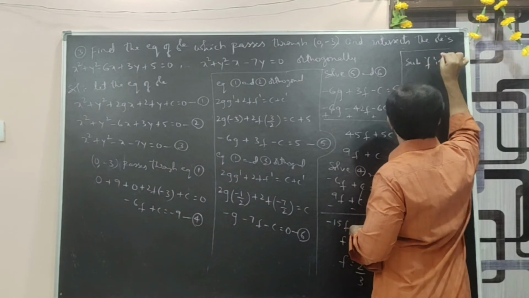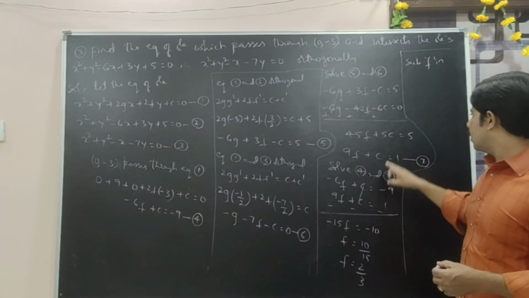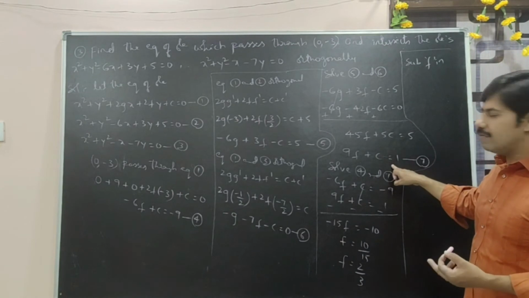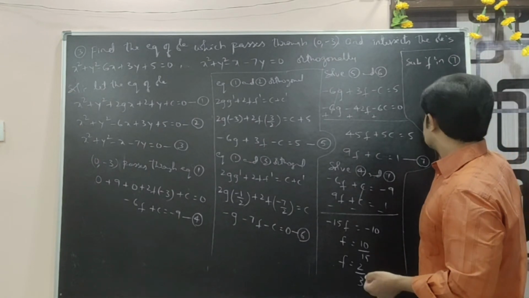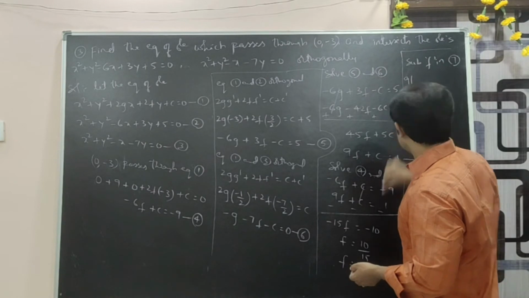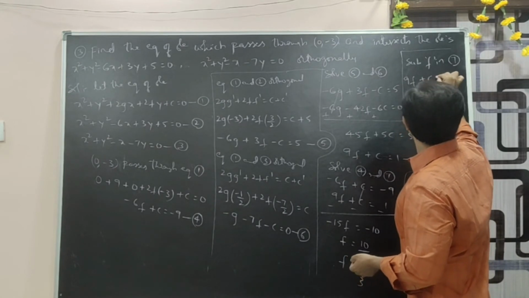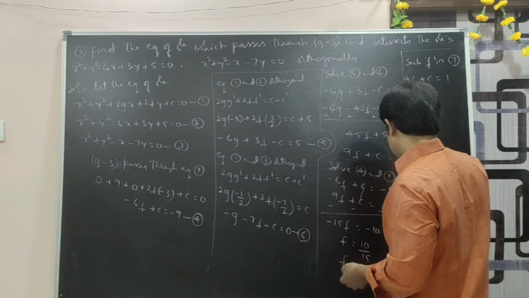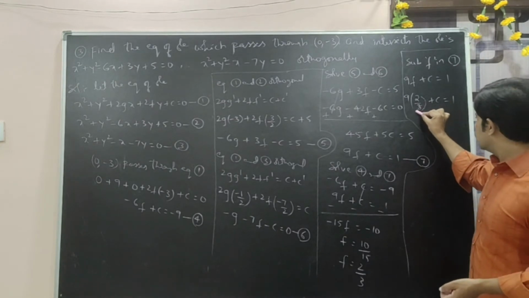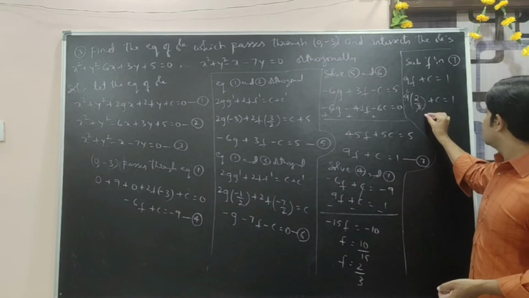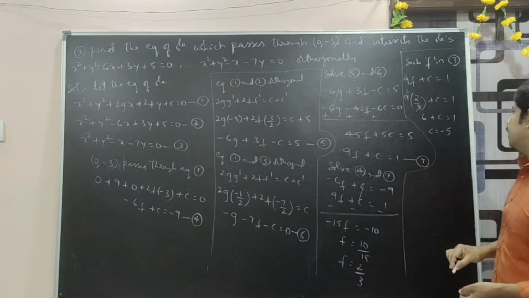Now substitute f in which equation? We can use equation number 4 or equation number 7 so that I'll get c value. Anyone we can use. So substitute f in equation 7. So I'll get c value now. 9f, what is f value? F is 2 by 3. Okay, first I'll write the equation: 9f plus c is equal to 1. 9 into f value, 2 by 3, plus c is equal to 1. So now 3 ones are, can cancel, 3 threes are 9. So we get 6 plus c is equal to 1. C value is minus 5. So we got c value.